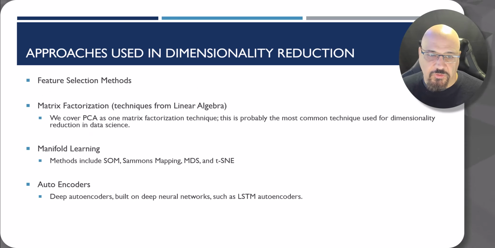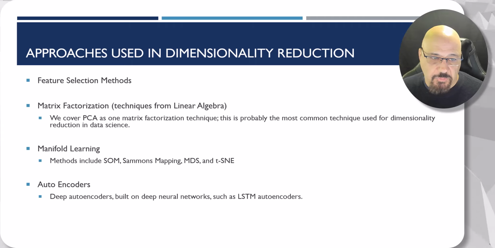Here are some of the approaches used in dimensionality reduction. In this course, I focus on using PCA, which is a matrix factorization method. But there are several different methods we can use. We have feature selection methods. Then we have techniques from linear algebra called matrix factorization. And principal component analysis, or PCA, is one of those matrix factorization techniques that we can use to reduce the dimensionality of our data. As a matter of fact, PCA is one of the most commonly used dimensionality reduction techniques that we have available to us.